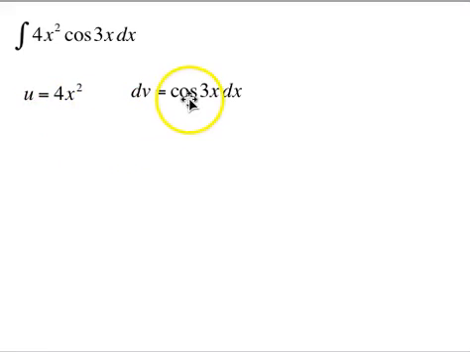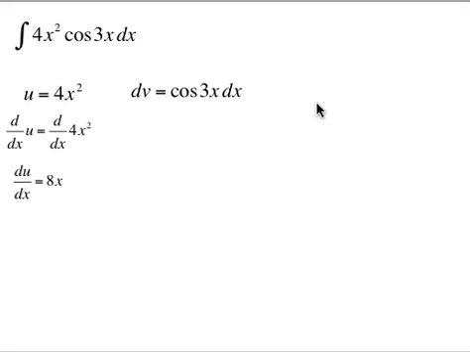Now I've got to find du and I have to find v. So let's go through our usual process. The derivative with respect to x of u is the derivative with respect to x of 4x squared. So du dx is 8x, and du is 8x dx. Over on the right side, we're going to take the integral of dv as the integral of cos 3x dx. Now how do we do that?